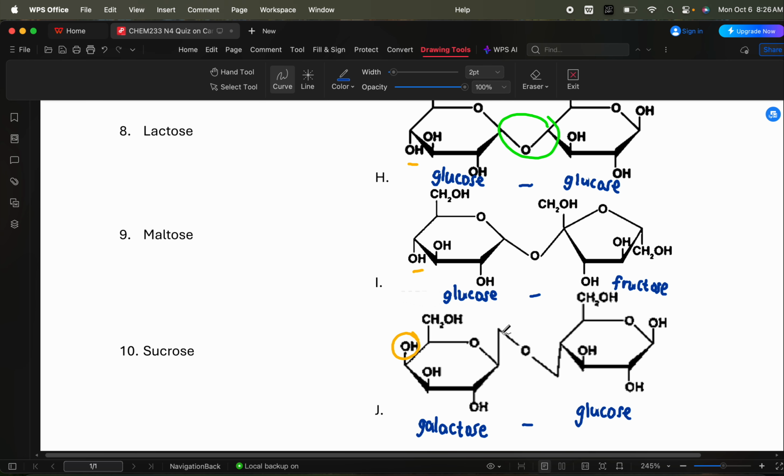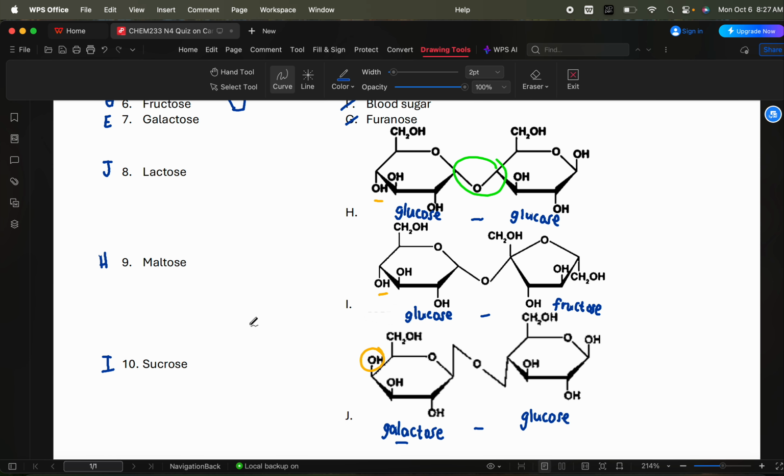Okay, so easiest, we have the clue here, galactose. So letter J is matched with lactose. Maltose is letter H, where you have a glucose-glucose bond. And lastly, glucose-fructose, you have sucrose. And that completes our quiz on carbohydrates.